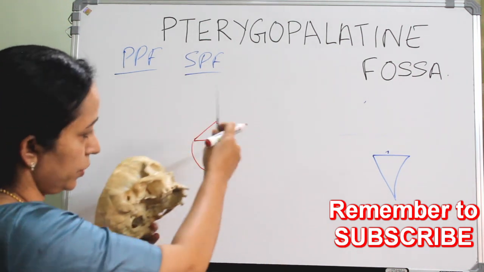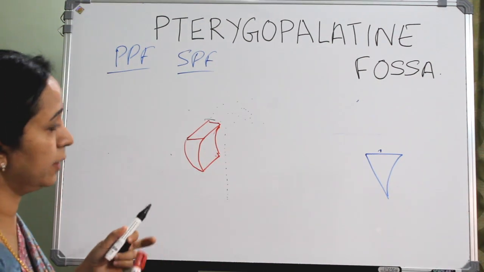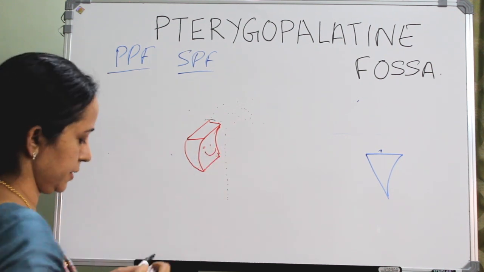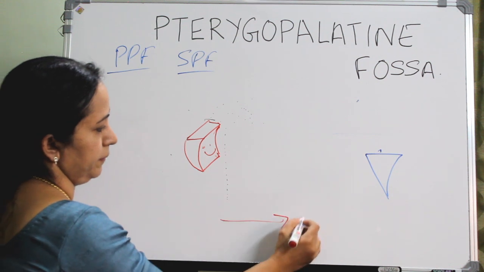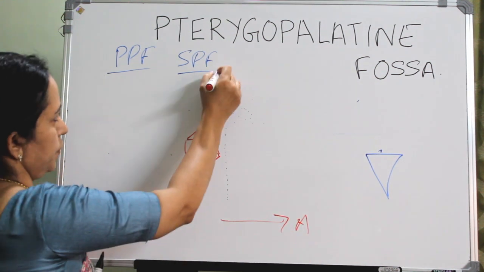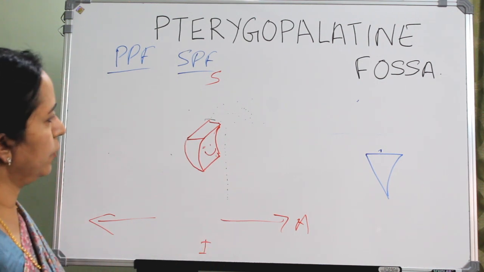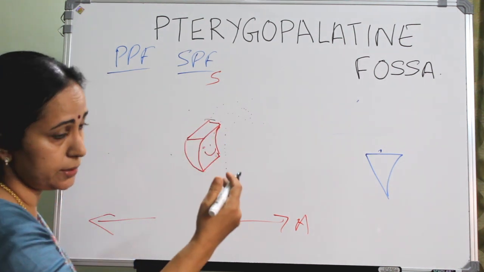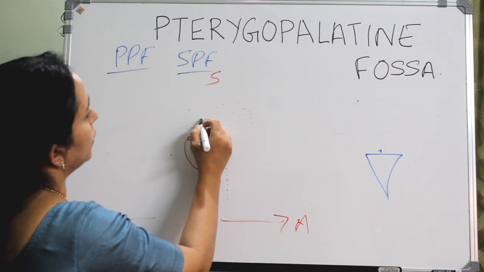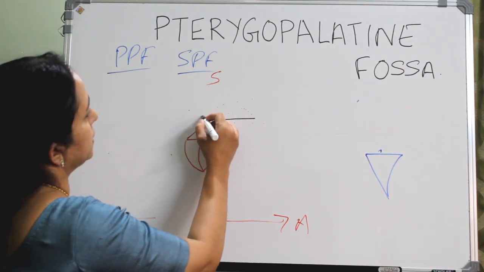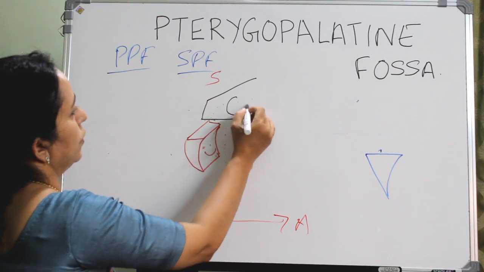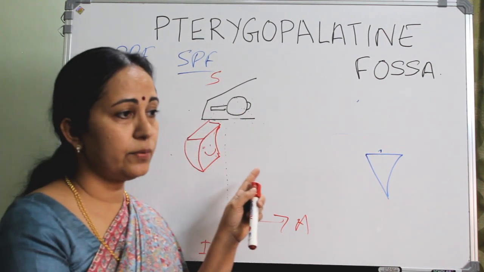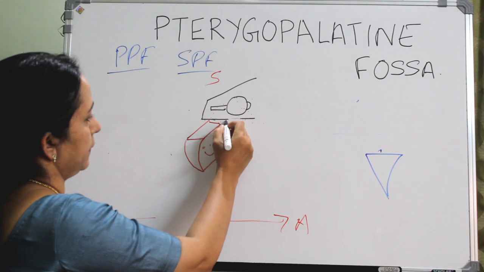So I will draw this on the board. This is the right pterygopalatine fossa. This is the anterior face, anterior to posterior, superior, inferior. I already showed you that it comes below the apex of the orbit. So the apex of the orbit comes here. Anteriorly, what was the relation? There came the maxilla.